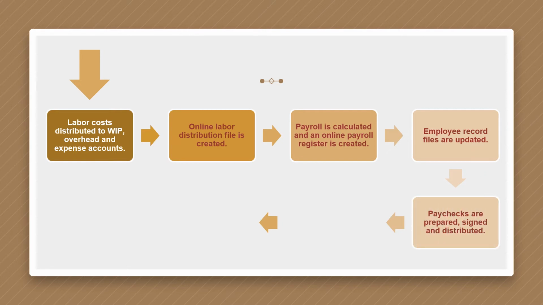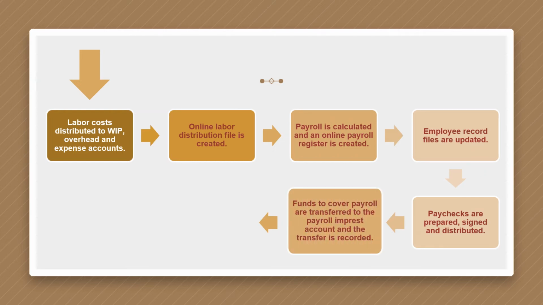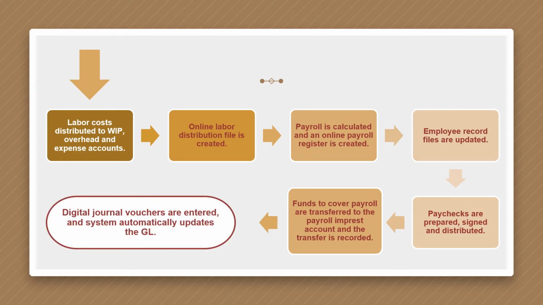Paychecks are prepared, signed, and distributed. This can be manual, but a more advanced system can do this process through the system itself. And then funds to cover the payroll are transferred to the payroll imprest account, and the transfer is recorded. Okay, then digital journal vouchers are entered, and the system automatically updates the general ledger.